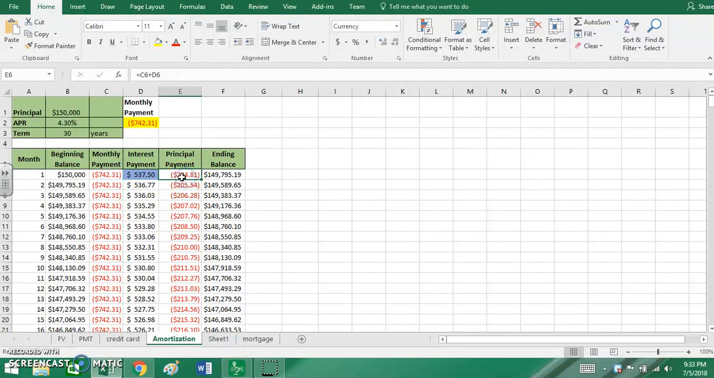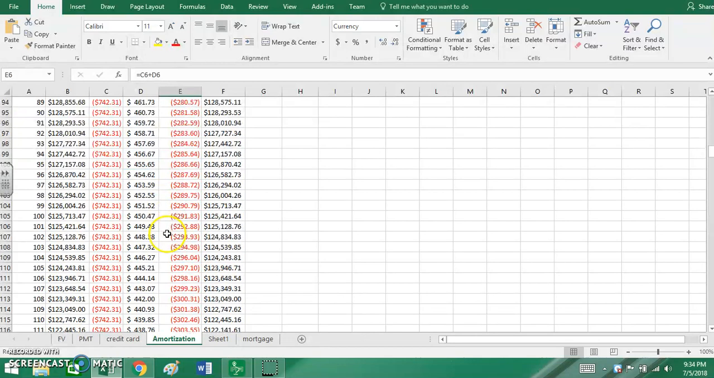The principal is calculated by taking the payment that I made and the interest from that payment and finding the difference. Now remember that the red and the parentheses mean that it is a negative value. So this formula is actually addition instead of subtraction. So the amount of interest that was paid was $537, and the amount of principal that was paid was $204, and that left my balance on my loan at $149,000.